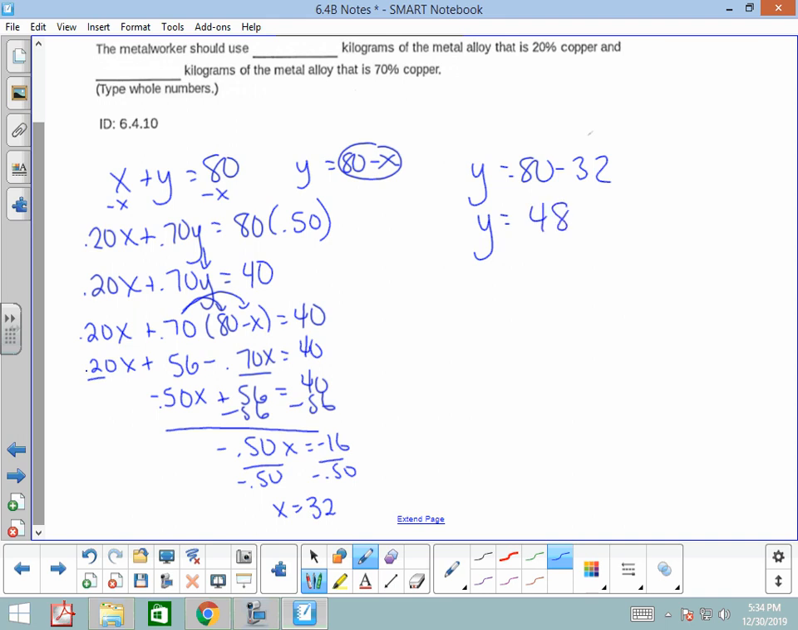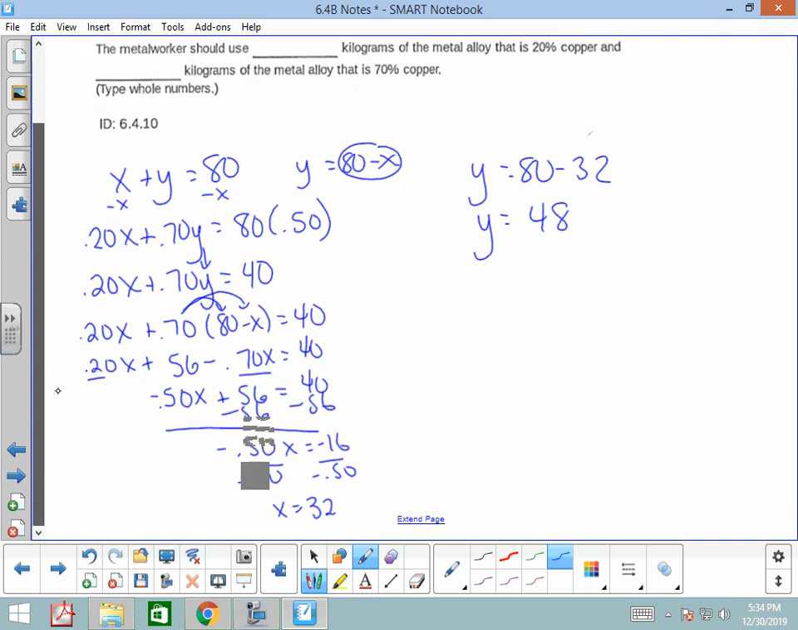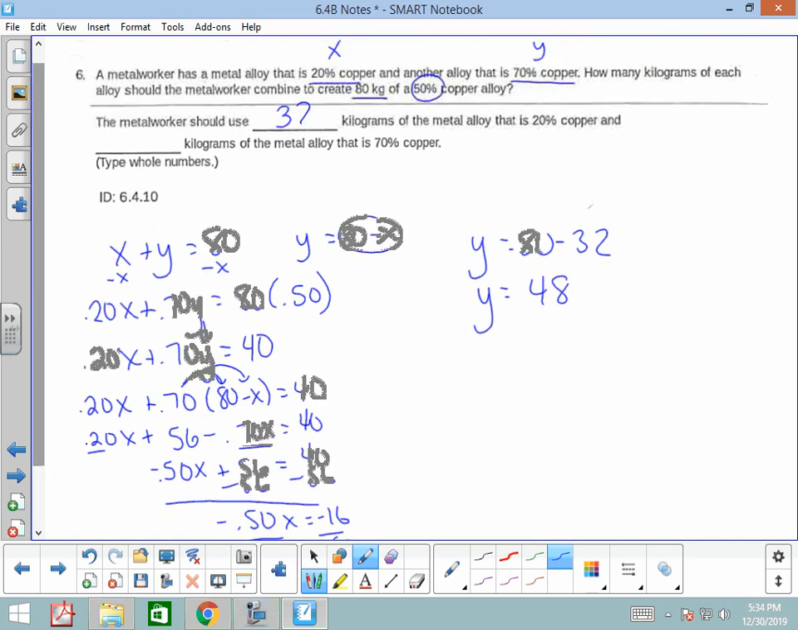So remember, x is the 20% copper, so that's the first blank. So 32 goes here. And then the second blank is the 70% copper, which is y. So that's 48.